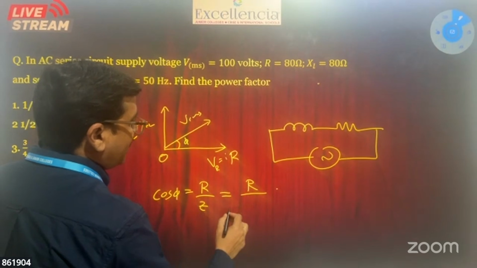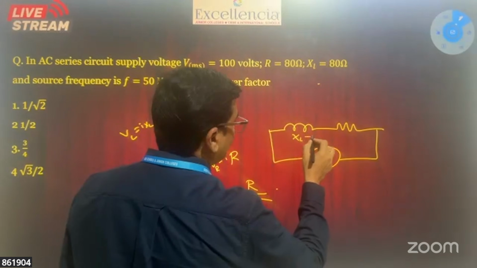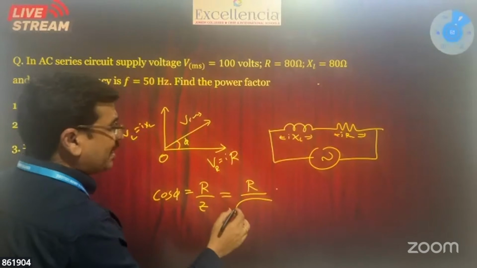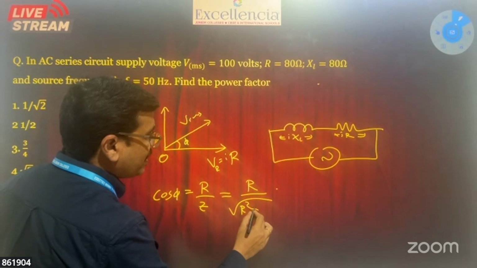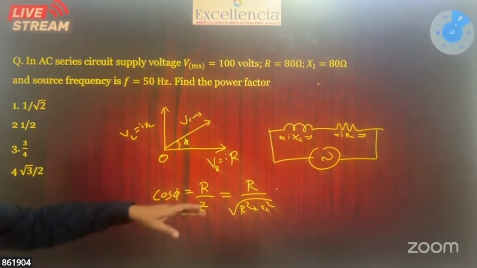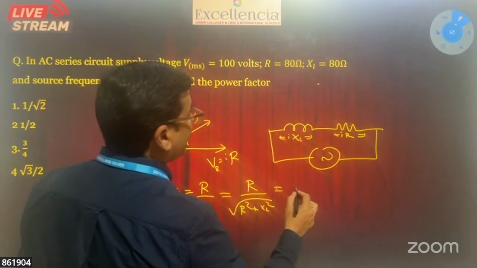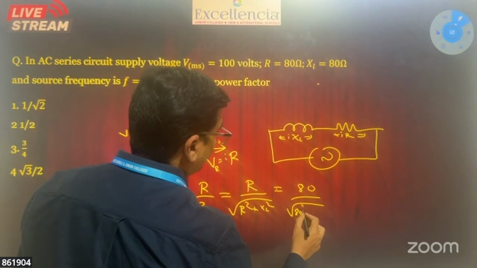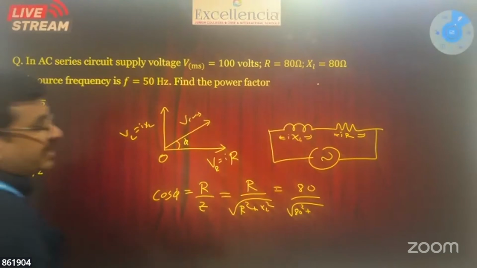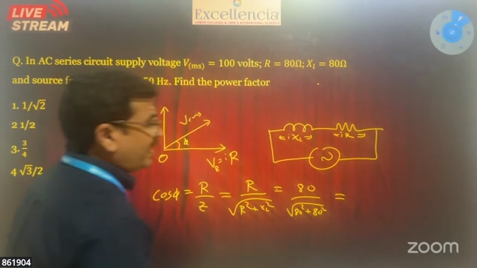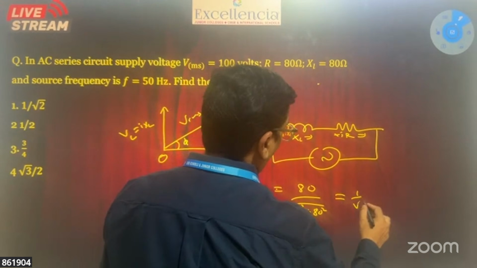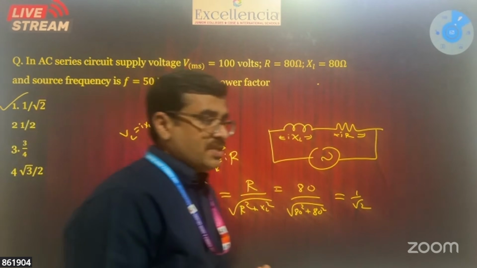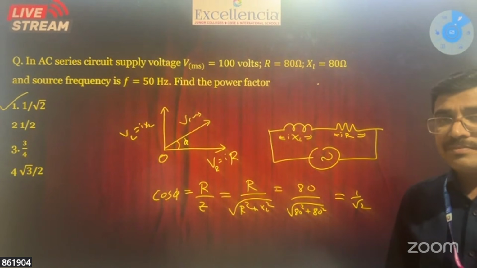So R, Z is here, this is XL here, and this is IR here. So we can take these as perpendicular to each other, so we'll be getting R squared plus XL squared. On substituting the values of R and XL directly, we'll get 80 upon under root of 80 squared plus XL value, which is 80, so 80 squared. Solving it, we'll get 1 upon root 2. So option 1 will be the correct answer for this, which is from the chapter AC.